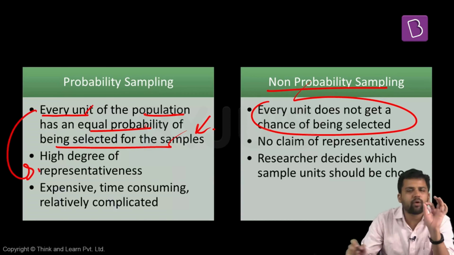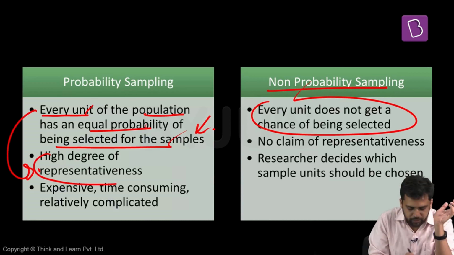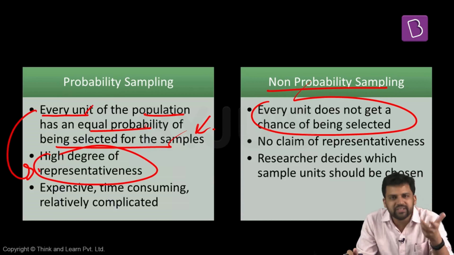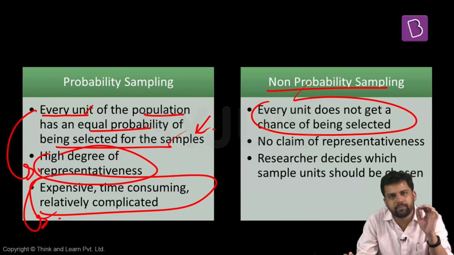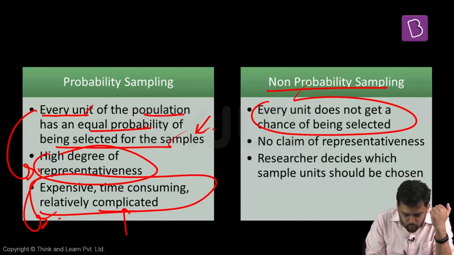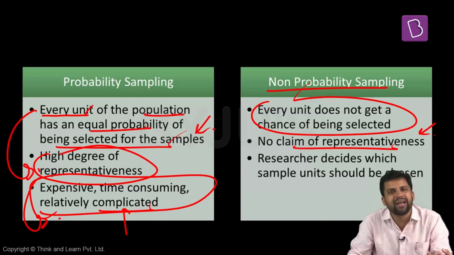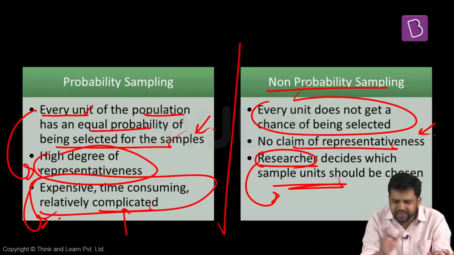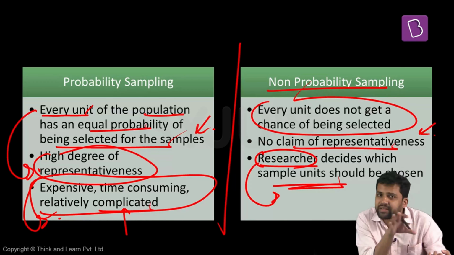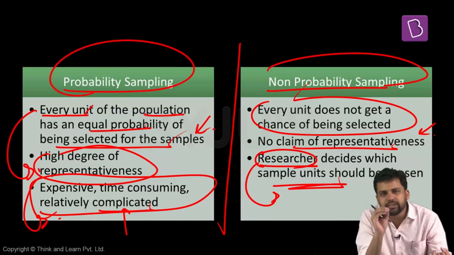So in probability sampling, there is a higher degree of representativeness. But at the same time, since each and every unit has equal chance of getting selected, there is some cost involved here as well. So it is an expensive method, a more time-consuming method, and also a more complicated method. In non-probability sampling, representativeness might not be that good. A lot of the time, it is the researcher who has some discretion in how sample units are chosen. So as we discuss the different methods in detail, you will understand how each and every element has equal probability.